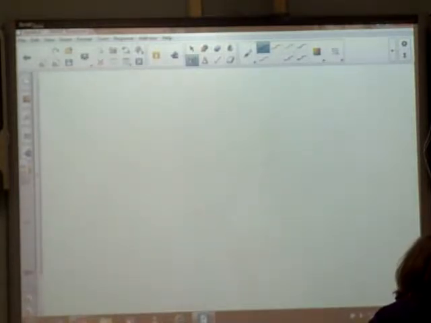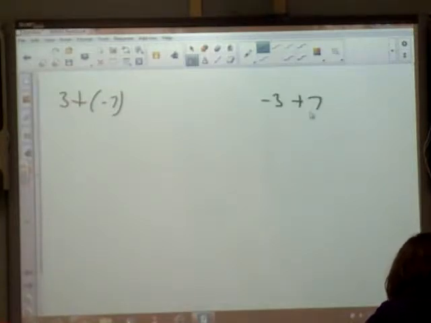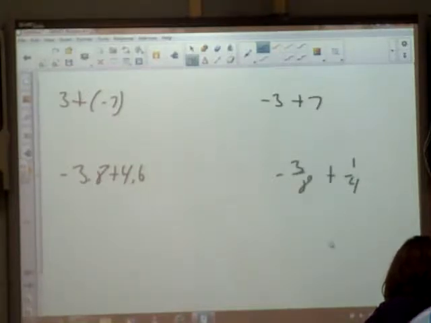This one says 3 plus negative 7. Number 2 says negative 3 plus 7. Number 3 says negative 3.8 plus 4.6. And number 4 says negative 3/8 plus 1/4. Okay, so the previous page of problems were all addition, and they all had the same signs. These four are also all addition, but they got different signs, right? So there's a different rule.